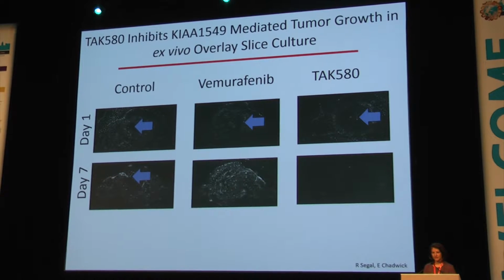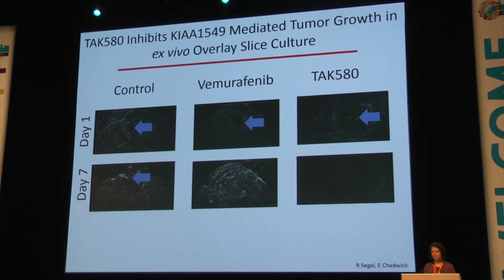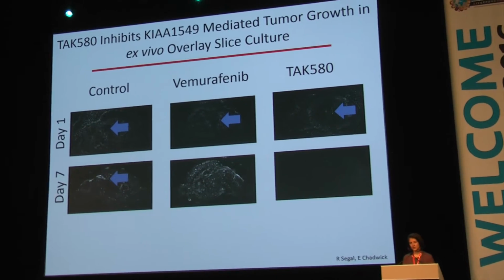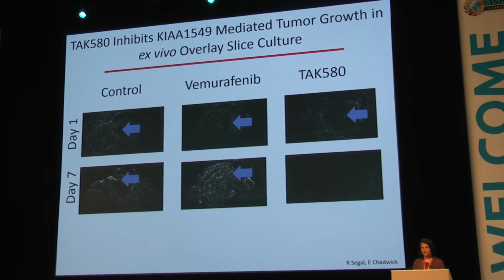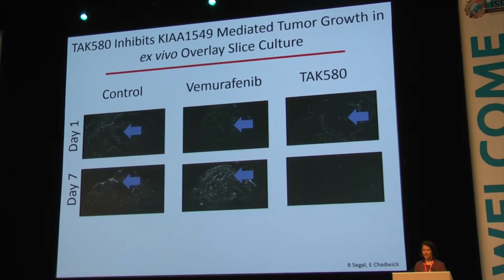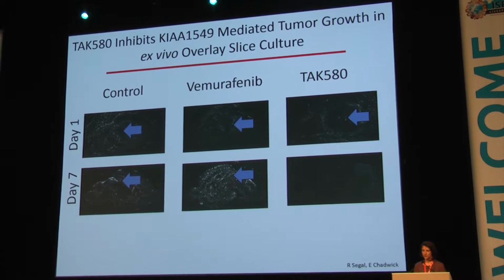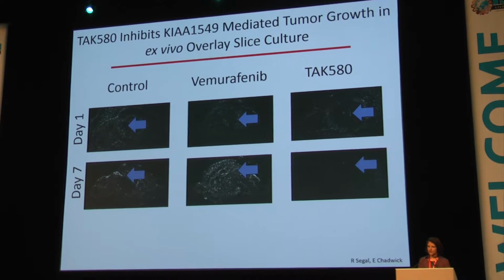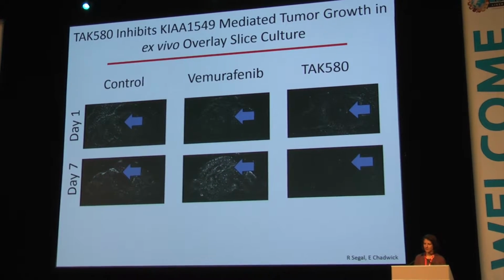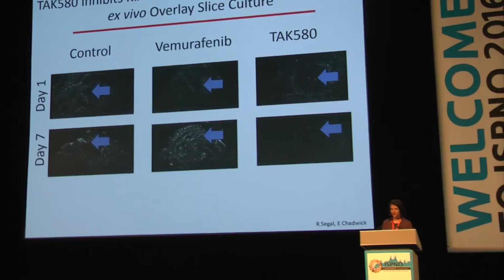In this case, by day 7 for controls, you can see tumor formation along the paths where you would expect low-grade gliomas to form. In those treated with a type 1 inhibitor, in this case BRAF, you see stimulation of cell growth compared to controls. And for those treated with a type 2 inhibitor, in this case TAC580, you see an inhibition of that growth.